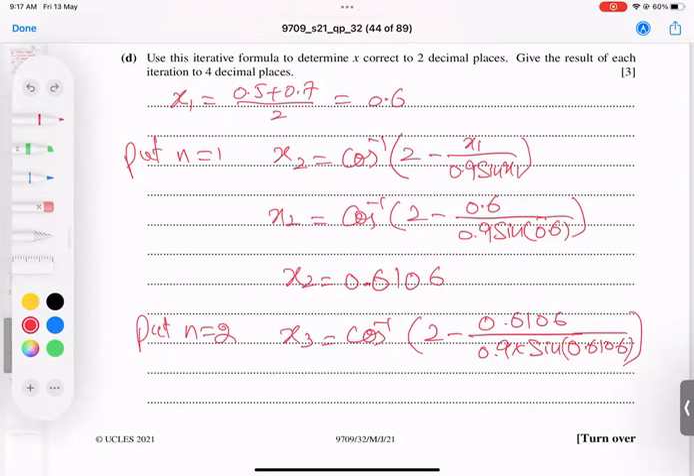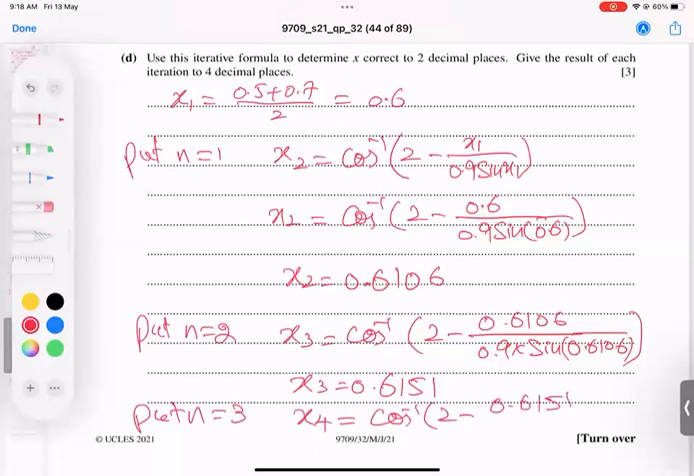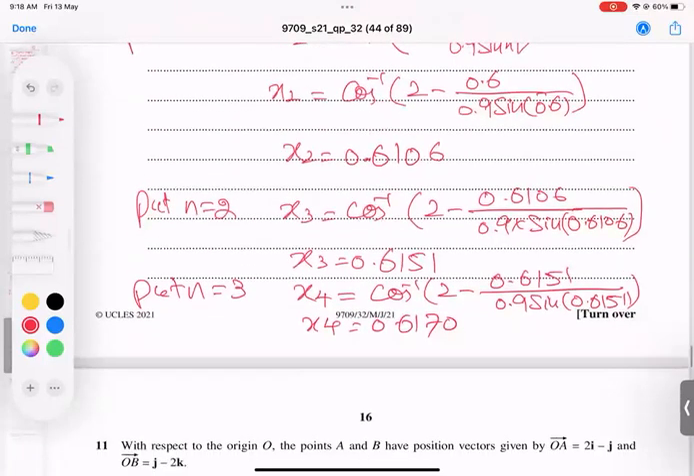I'm typing in the calculator. Yes, I'm getting the answer x3, 0.6151. Now similarly, if I go for n = 3, then x4 equals cos inverse of 2 minus 0.6151 over 0.9 times 2 sine 0.6151. Let's see what the answer is. I'm getting 0.6170.